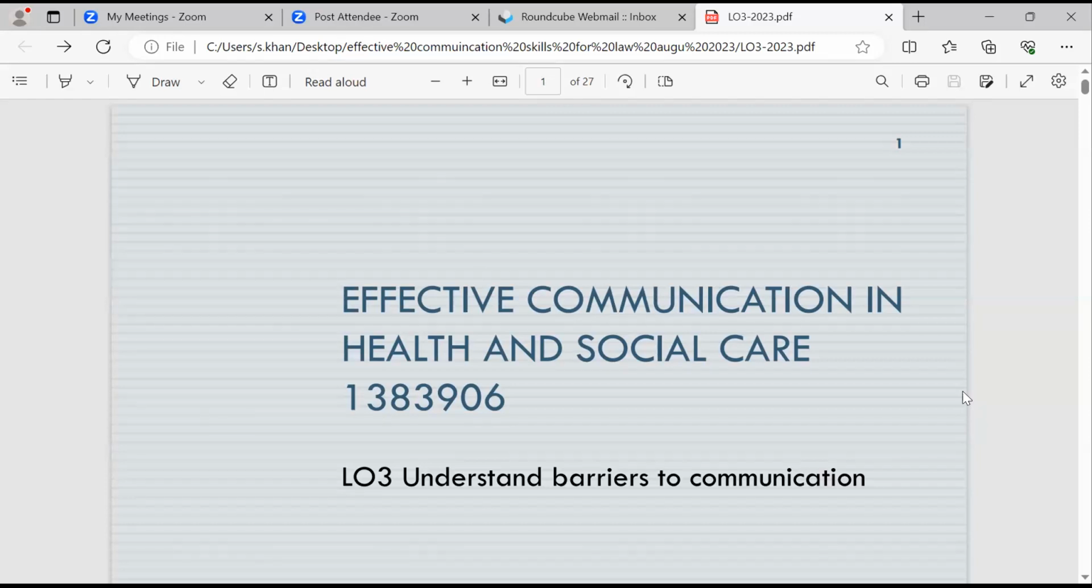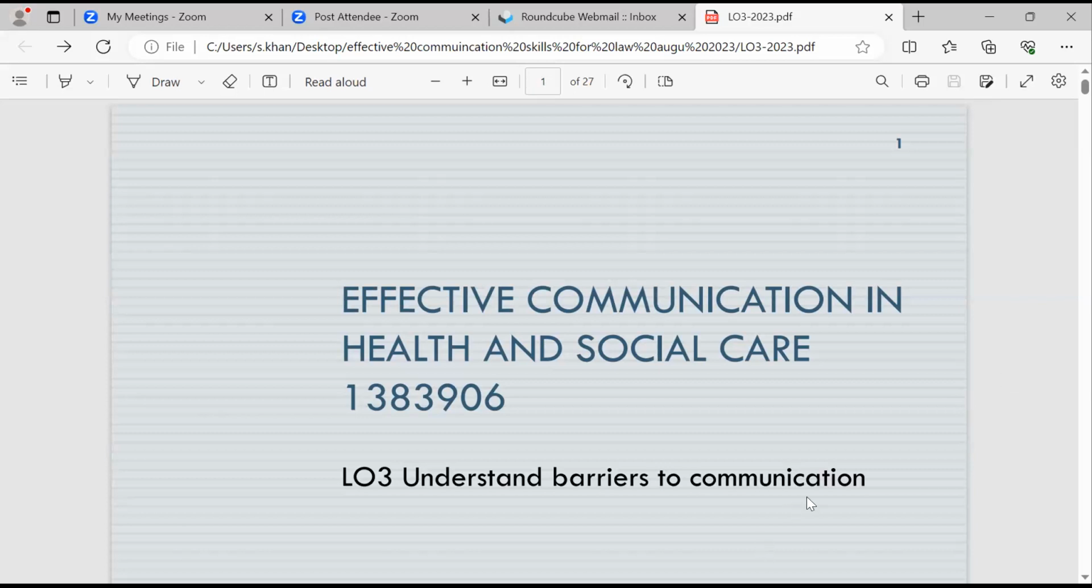We also looked at written communication and the importance of written communication, and the use of interpreters and advocates, and communication aids such as symbols, braille, pictures. We looked at what Makaton was, and we looked at the resources available for communication. So that was learning outcome 2. Now we're going to go on to learning outcome 3, which is looking at barriers to communication.